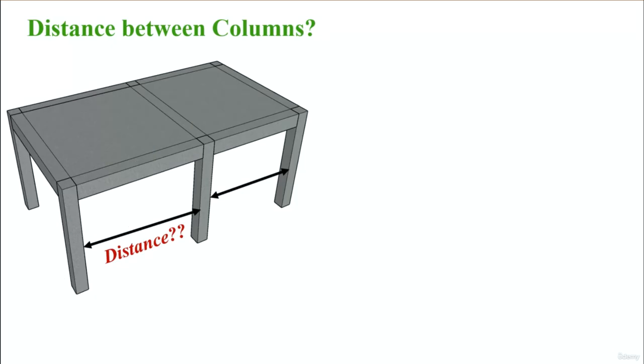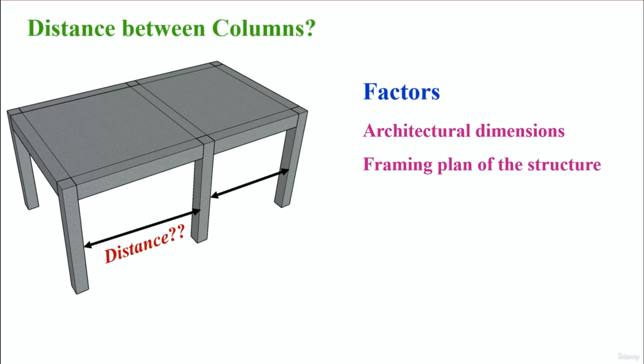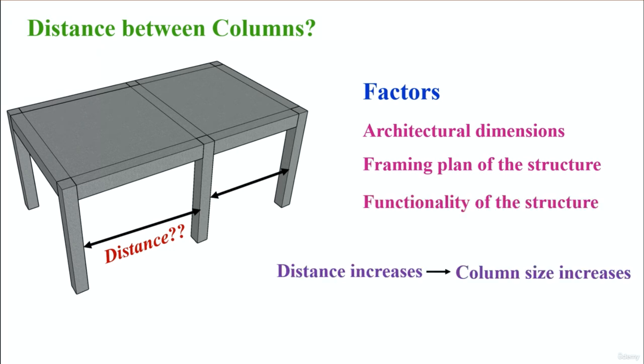First, the distance between columns is one of the major factors which decides the size of the column. This distance also depends upon many factors: the architectural dimension, the framing plan of the structure, and the functionality of the structure. When the distance increases, the column size also increases. For a residential building, we can provide 8 feet to 27 feet between two columns. Beyond that we cannot provide, because the column size will become heavy. So in order to avoid that, we restrict it to 8 feet to 27 feet.